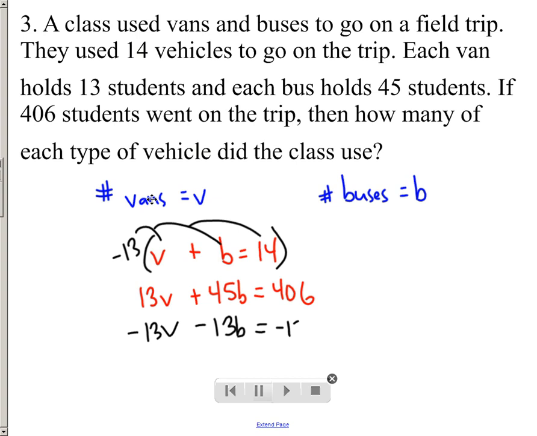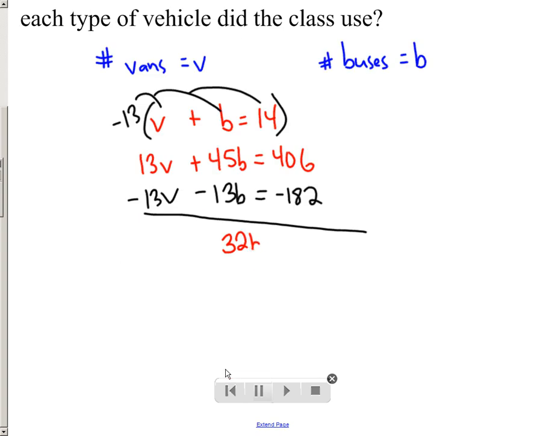I think that'll be -182. And now we're ready to add these 2 equations together, and as you can see, the b's cancel out, and we're left with 32b. And on the other side, we're left with 224. Divide both sides by 32, and suddenly we know that we use 7 buses.